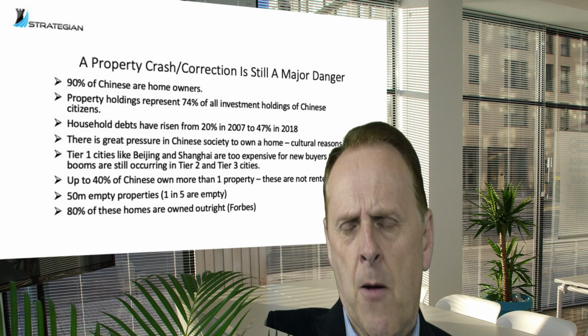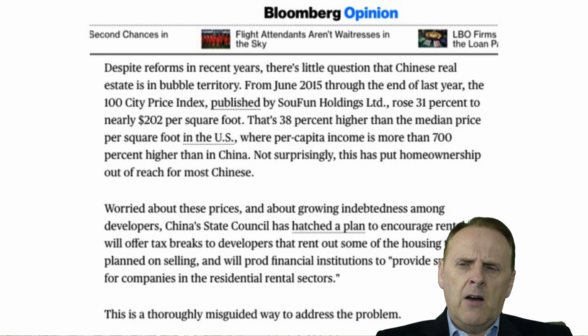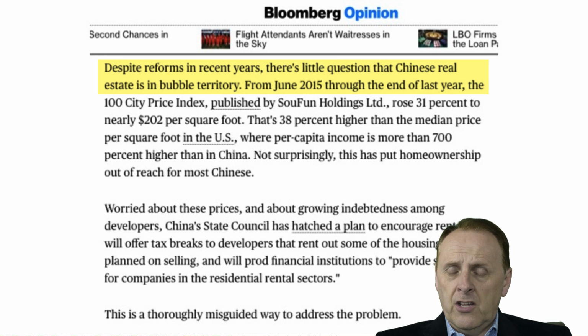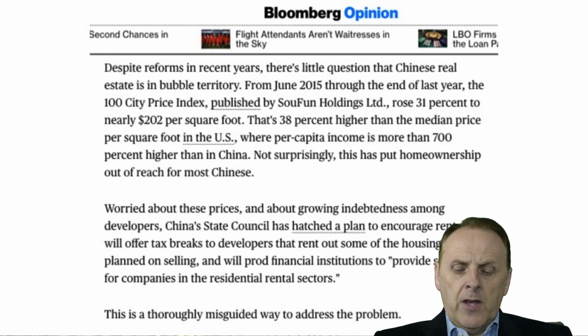And we have this slide from a Bloomberg opinion piece. Basically what it says is, despite reforms, there's little question that Chinese real estate is in bubble territory. From June 2015 to the present day, there's an index called the 100 City Price Index, which takes the cost per square foot of buildings in 100 of the top cities of China, and it's published by Sofun Holdings Limited. They've basically said that in the last year alone, there's been a 31% increase in the price per square foot, and the price per square foot now is 38% more than the median price per square foot in the United States.